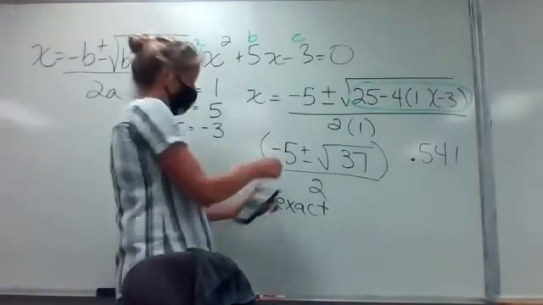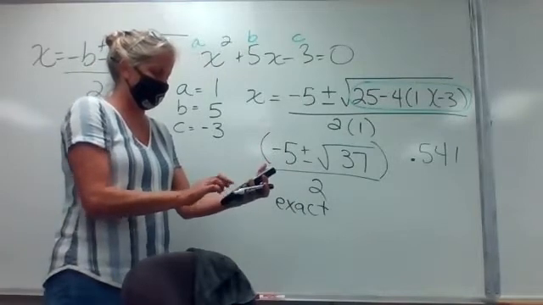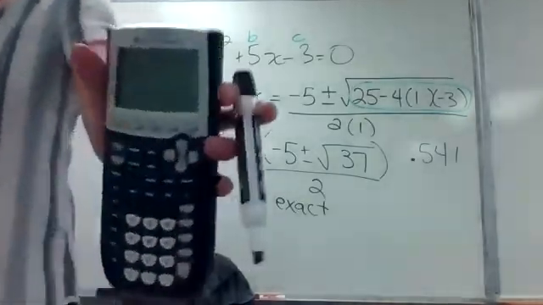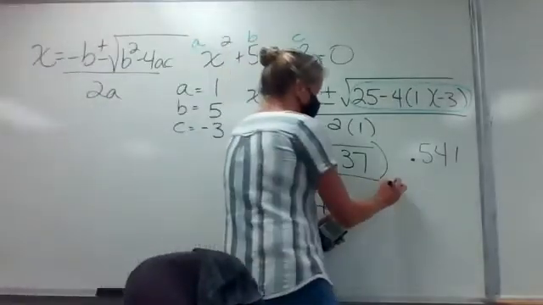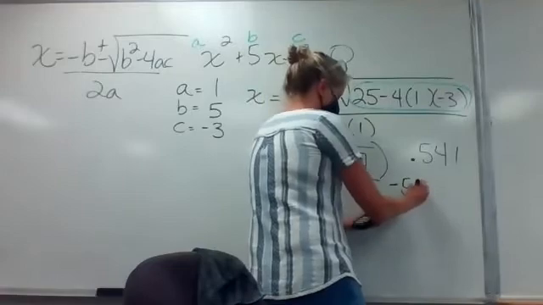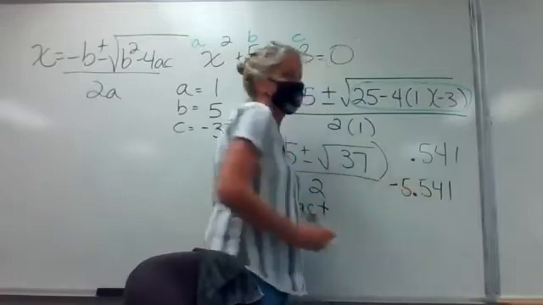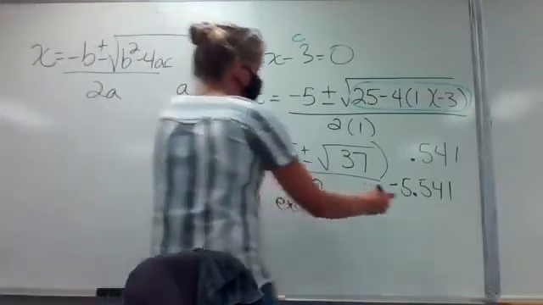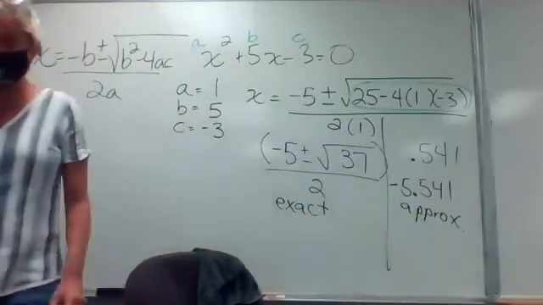So now I need to do open parentheses, -5 minus the square root of 37. Now remember, right arrow and then close your parentheses, divided by 2. And again, you're going 3 places behind the decimal. So this one gives me -5.541 as your other approximate solution. So these are exact, and those are approximate.